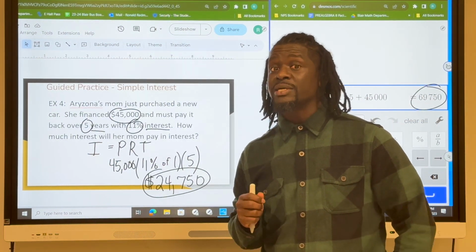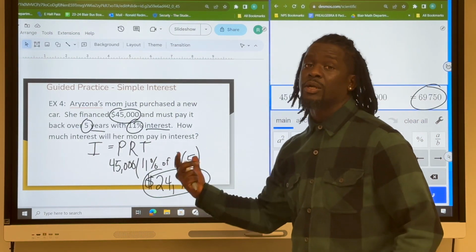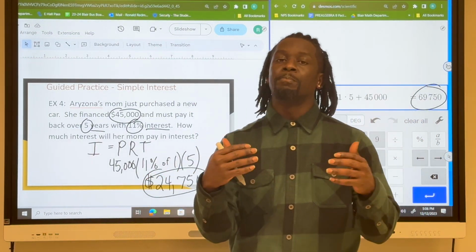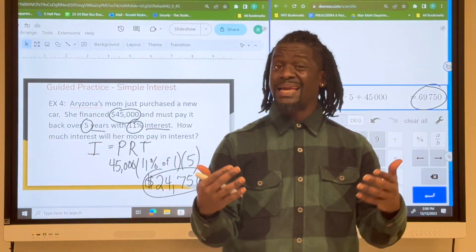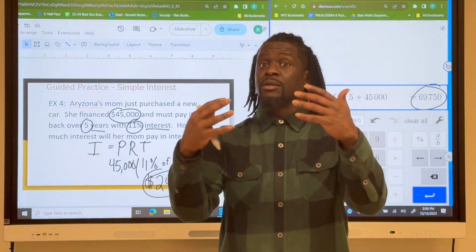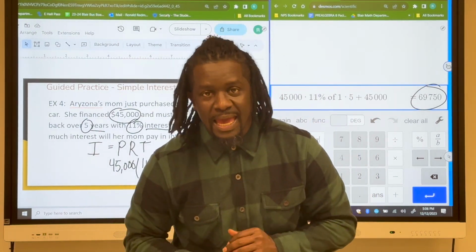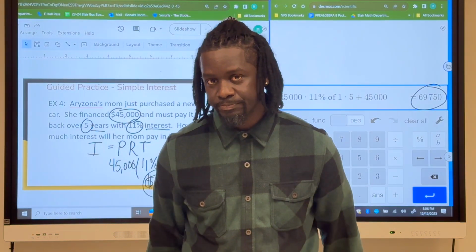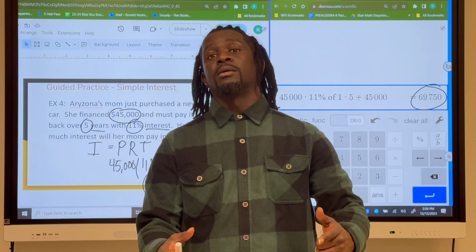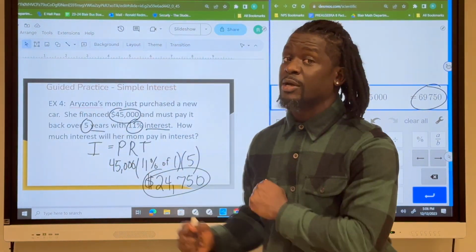The moral of the story is you actually don't want to buy cars or anything for that matter by taking out a loan or having to finance it. If you can pay cash, ladies and gentlemen. But that's another conversation for another day.